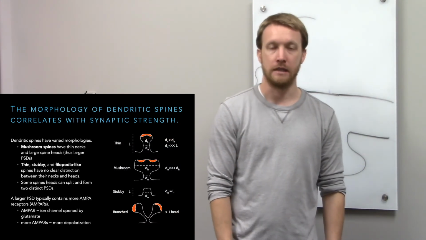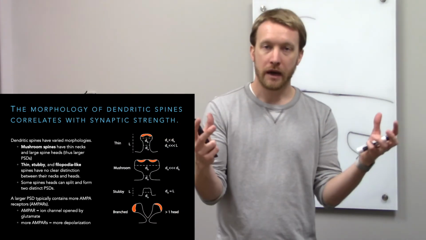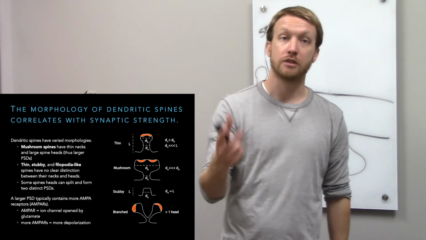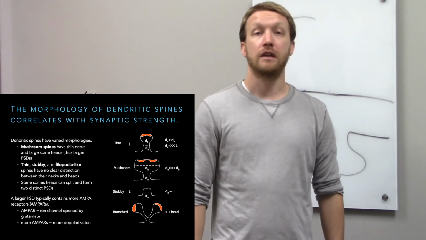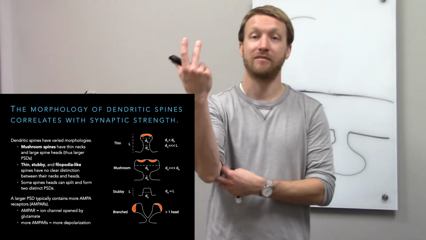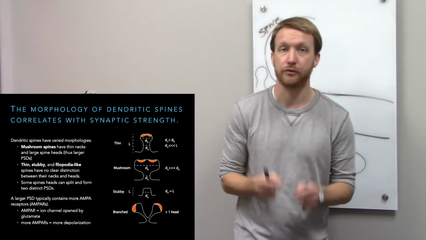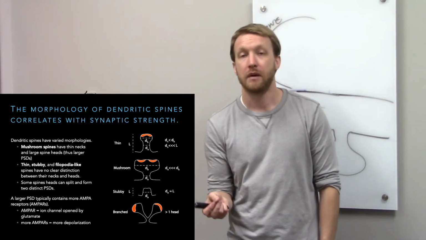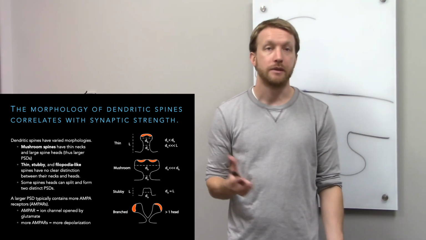So this makes the neuron a lot more flexible in its ability to increase and decrease the strength of its synapses. Now, in general, the bigger the spine head, the stronger the synapse, and that's because with a bigger spine head, you can fit a whole lot more neurotransmitter receptors. You just simply have more space.